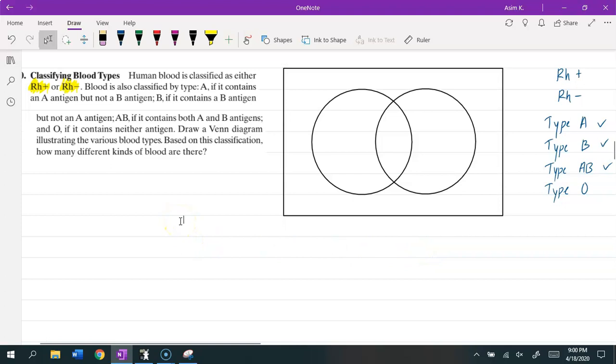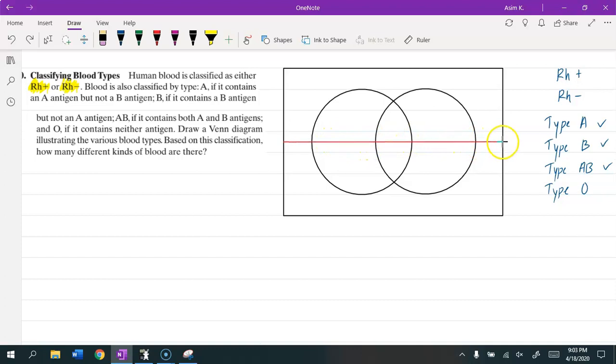So now let's give it some thought. We, in the end, want to figure out how many different kinds of bloods can you possibly have based on all the stuff that they just said to us, right? Because they told us that human blood is classified as either Rh plus or Rh minus. So that was the first classification that we had. So I will take a line that goes straight down the middle like this.